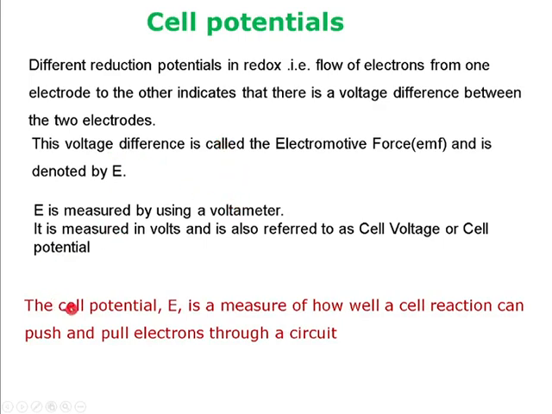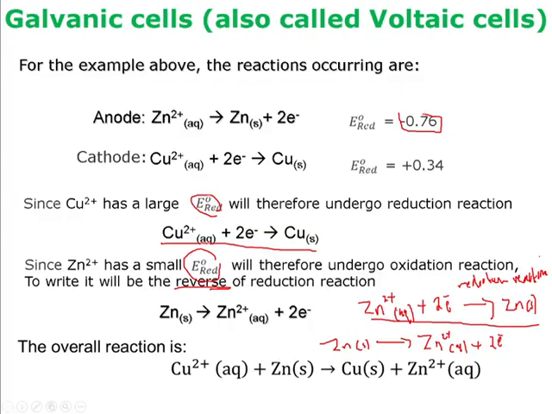Okay, then the cell potential E is a measure of how well a cell reaction can push electrons through a circuit. What this point is trying to say is that one type of reaction is spontaneous and another type is non-spontaneous. So the cell potential helps us determine whether the reaction will be spontaneous or non-spontaneous. And from the definitions when we began, a spontaneous reaction is a reaction that takes place on its own. For example, what we have here is a spontaneous reaction.